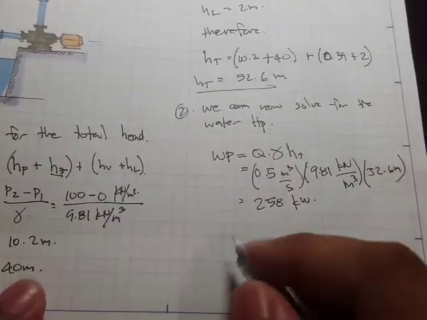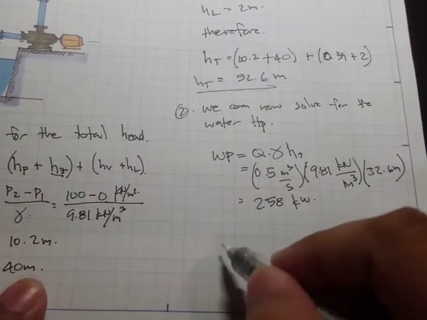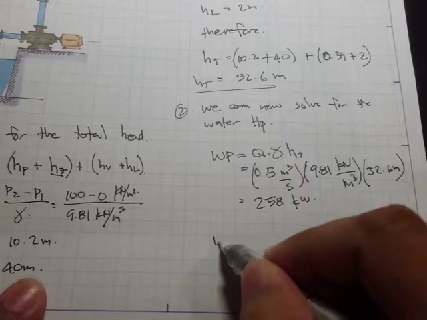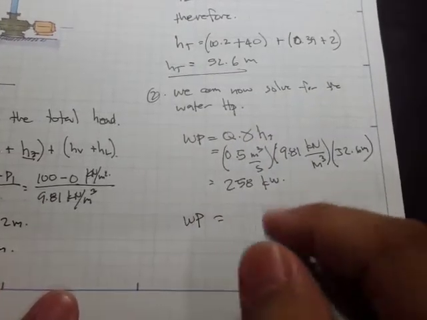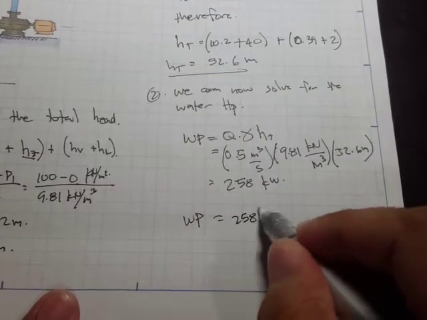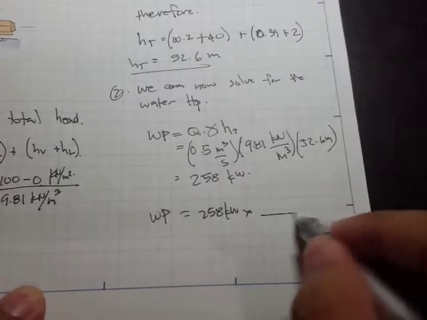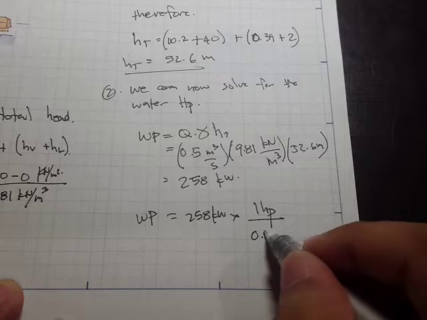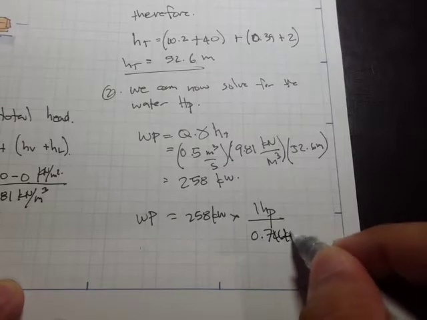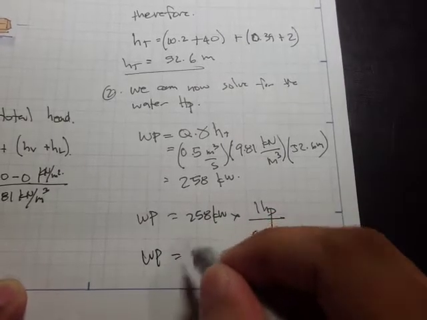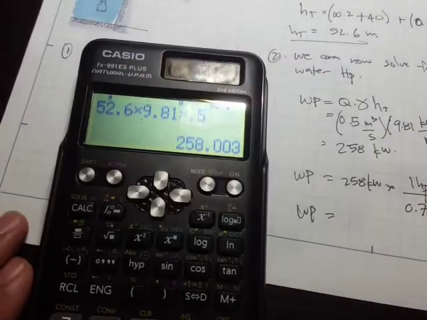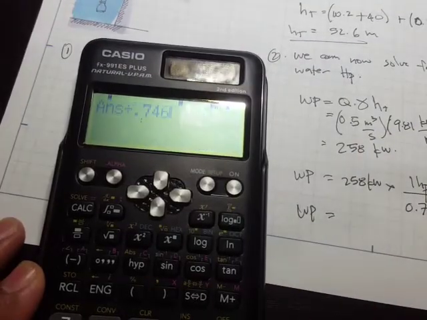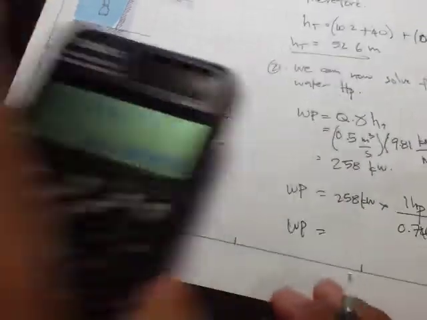This is 258 kilowatts. We need to convert this into HP. So the water power is 258 kilowatts times the conversion of 1 HP equal to 0.746 kilowatts. And what we get here is 346 HP.